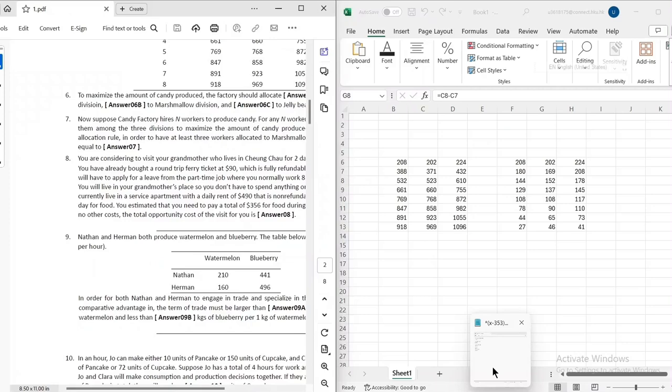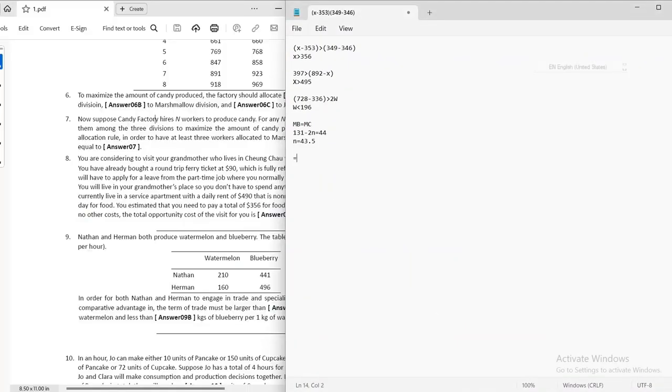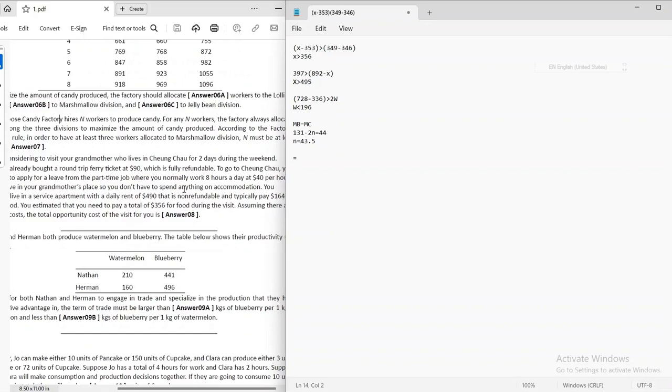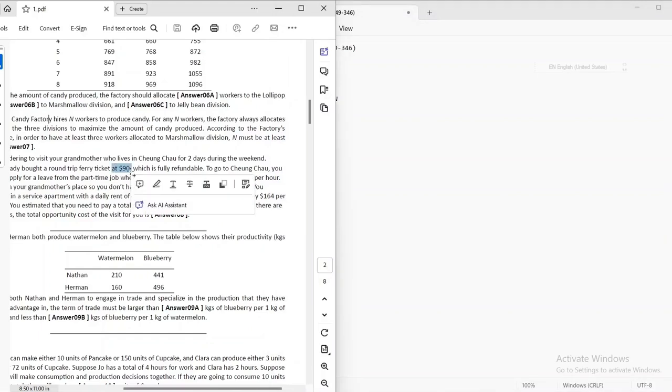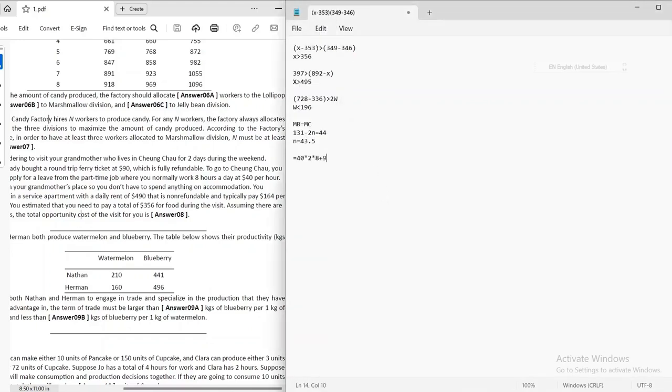So let me use the notepad. So the first opportunity that you will lose is you cannot earn this amount, this $40, right? So this is 40 times 2 times 8, right? For 8 hours for 2 days. This is the first opportunity that you lose. Okay. Now the second thing that you lose is $90 because the ticket is refundable, right? If you choose not to go to the grandmother's house, you can save this amount. Okay. So second opportunities is $90.